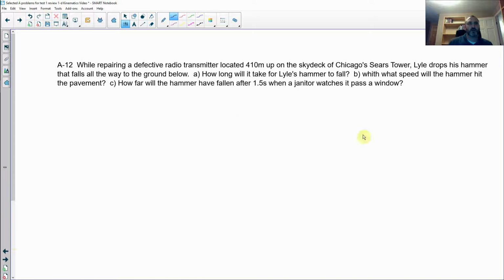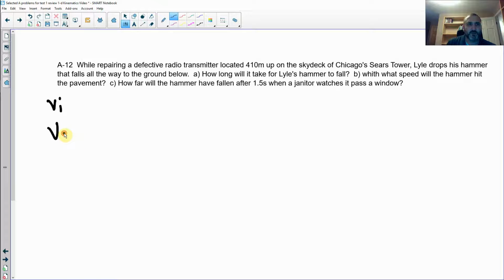Next. I'm going to do this one. It's a couple of different layers to it, but we spoke about it in class. While repairing a defective radio tower located 410 meters up, Lyle drops a hammer, falls all the way to the ground below. So A and B are dealing with the whole fall down. C is dealing with less than the whole fall down, so we'll deal with that in a second.